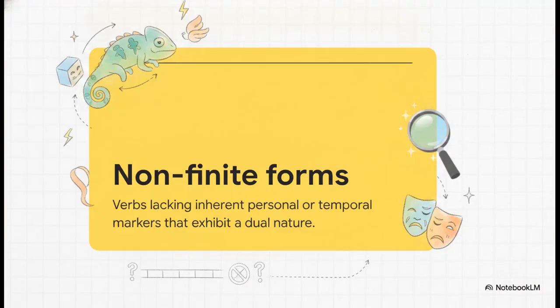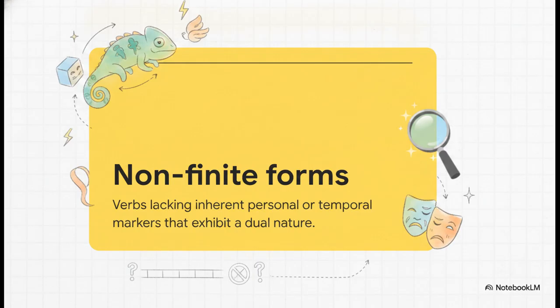So, to really wrap our heads around advanced English syntax, we've got to strictly define what a non-finite form actually is. Basically, these verbs lack any inherent personal or temporal markers. That means they don't agree with the subject, and they can't anchor a sentence in time. Because of this, there's no way they can serve as the primary independent predicate of a clause. But here's the cool part. Their true linguistic superpower comes from their highly versatile dual nature. They act like a bridge between grammatical categories.